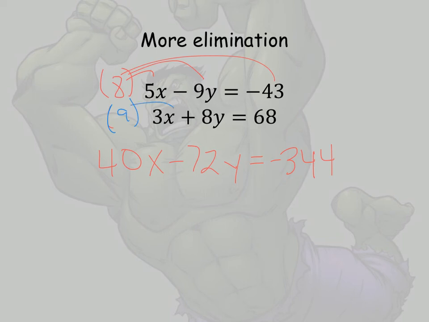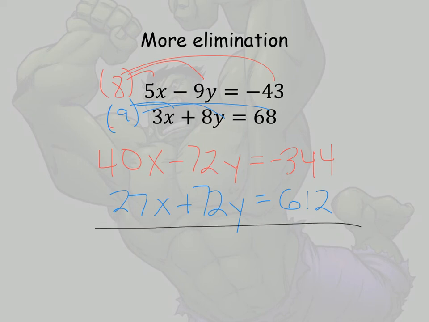Okay? So again, we're trying to eliminate. 9 times 3 is 27x. 9 times 8 is positive 72y, and that's what we wanted, because notice above it is a negative 72y, and that's going to cancel out. It's going to get eliminated. And then we have 9 times 68, which is 612. Okay, so we have these two equations.